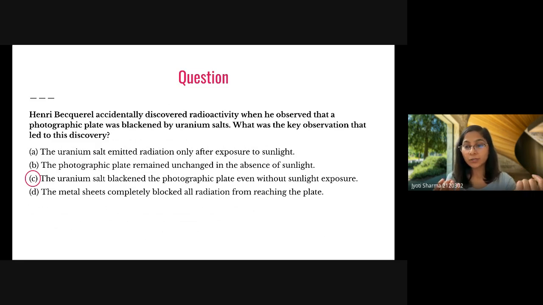It means the sunlight was not needed at that time, but the uranium salt itself emitted the radiation. So that was the accidental discovery of radioactivity. Radioactivity means spontaneously emitting radiation from the element itself without the need of sunlight. This is how radioactivity was discovered accidentally by Becquerel. Because the radiation was emitted from the uranium salt, it blackened the photographic plate even without sunlight exposure. So I think this is clear.